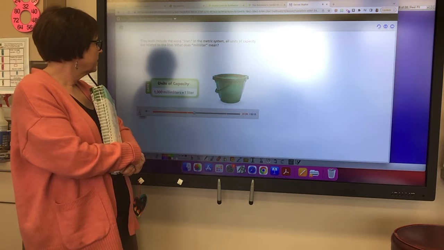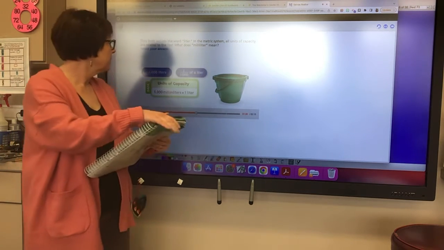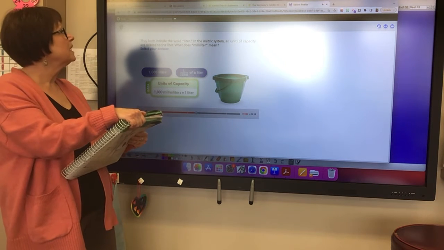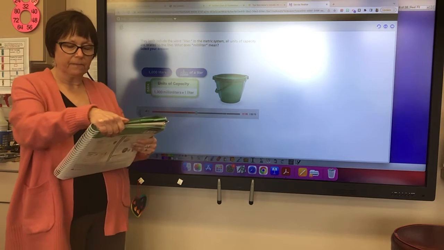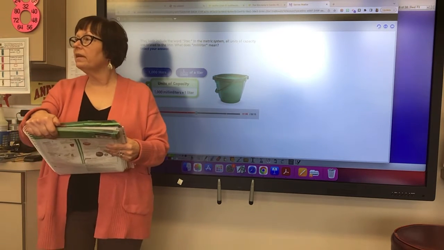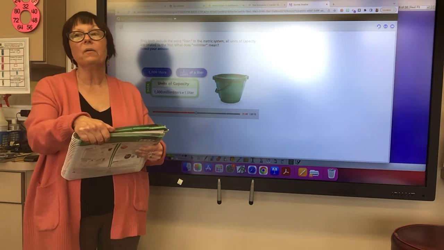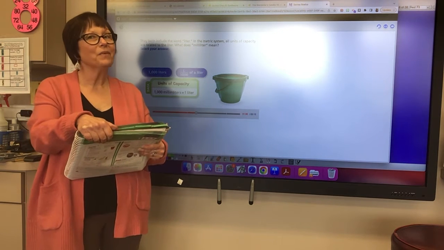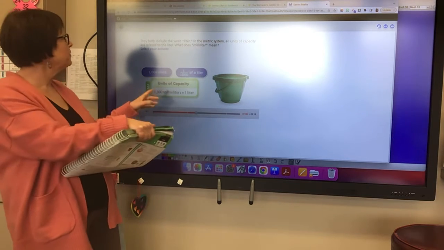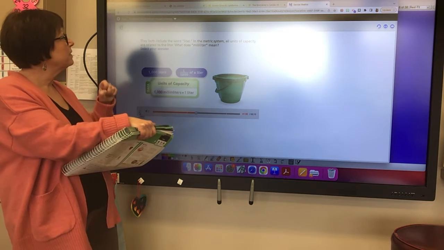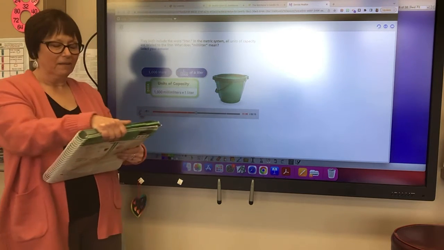What does milliliter mean? So what does the word milli mean? What do you think the word milli means? Izzy, do you want to come choose? Does it mean 1,000 liters or does it mean 1/1000th of a liter? What do you think?